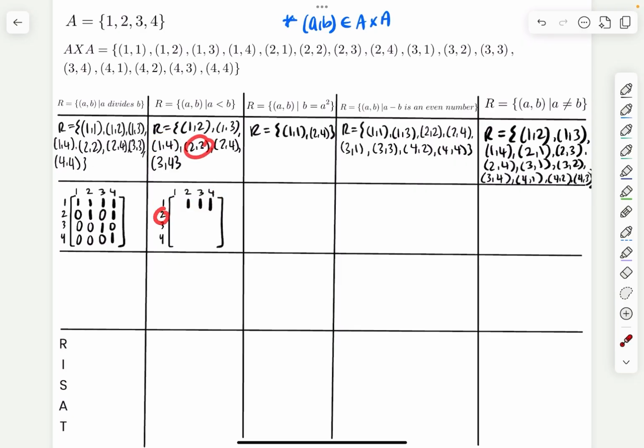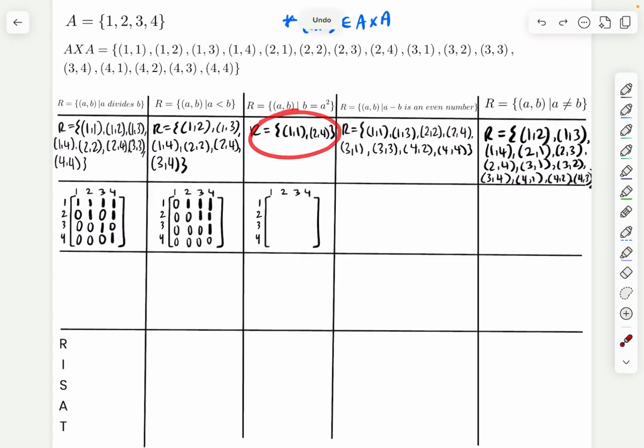2 is related to 3, so over here there's a 1. 2 is related to 4, so over here there's a 1. 3 is related to 4, so over here there's a 1. And then everywhere else, there's a 0. So 0, 0, 0, 0, 0, 0, 0, 0, 0, 0.